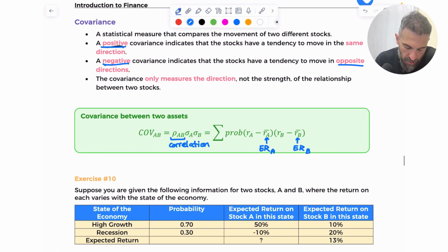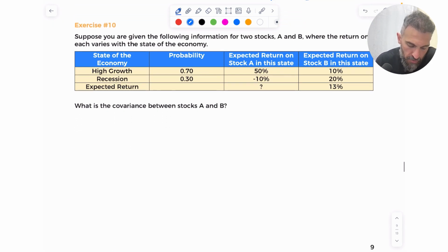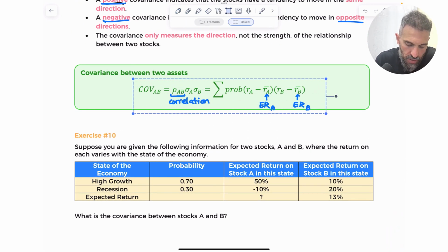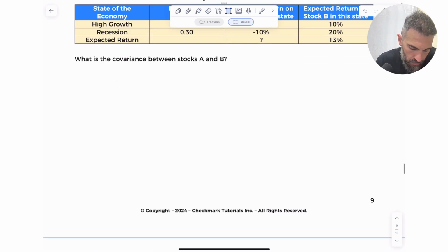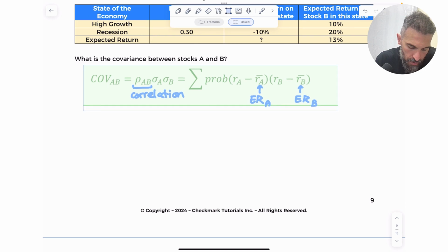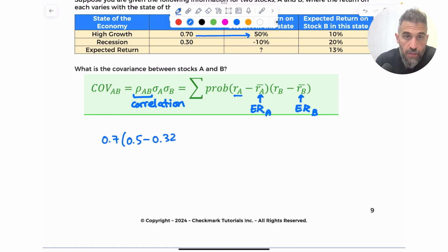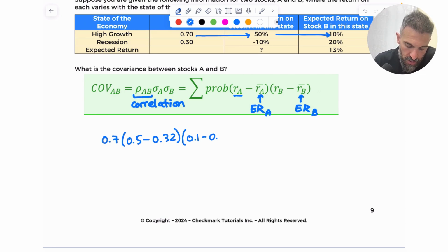So I'm going to show you how to use the table. So I want to find the covariance between them. So I'll follow this formula. We'll see the other formula also just a little bit later, the one with the correlation. So we have the probability, which is 0.7, times the return. So that corresponding return for A is 50%, minus the expected return of A, which is 0.32. Now, instead of squaring it, which is what we did before when finding the standard deviation, you'll instead multiply it by the same thing for stock B. So the return is 10%, and the expected return is 13.